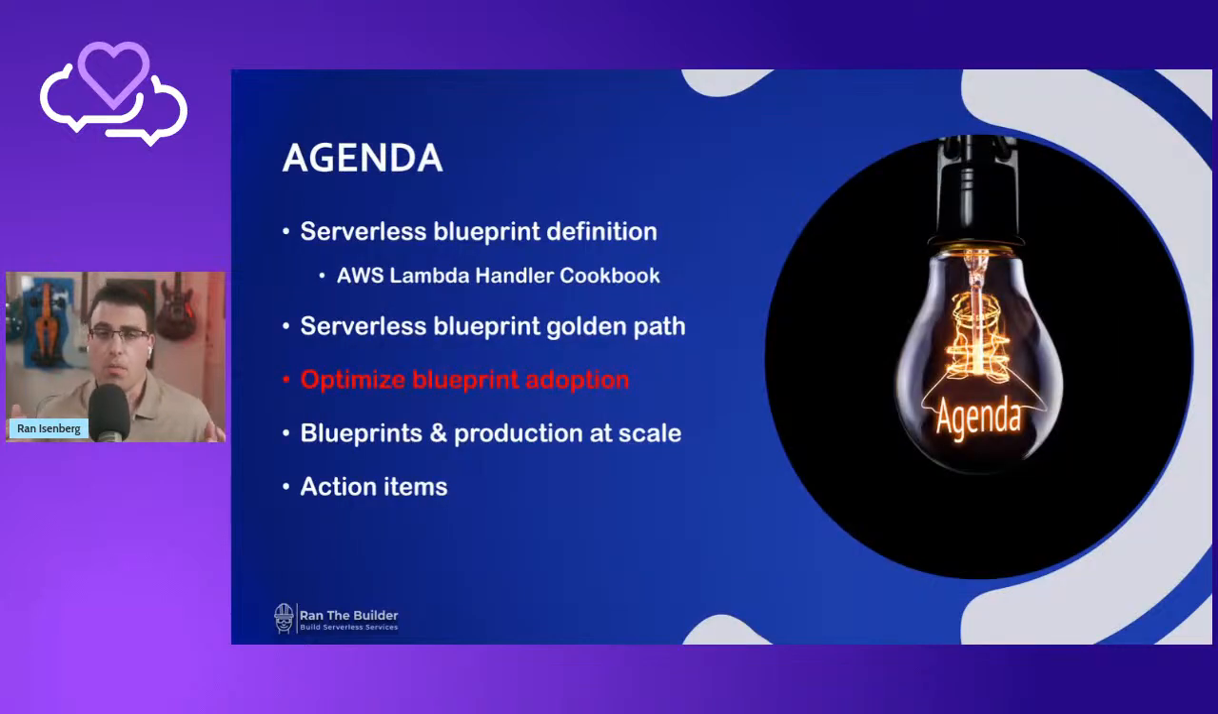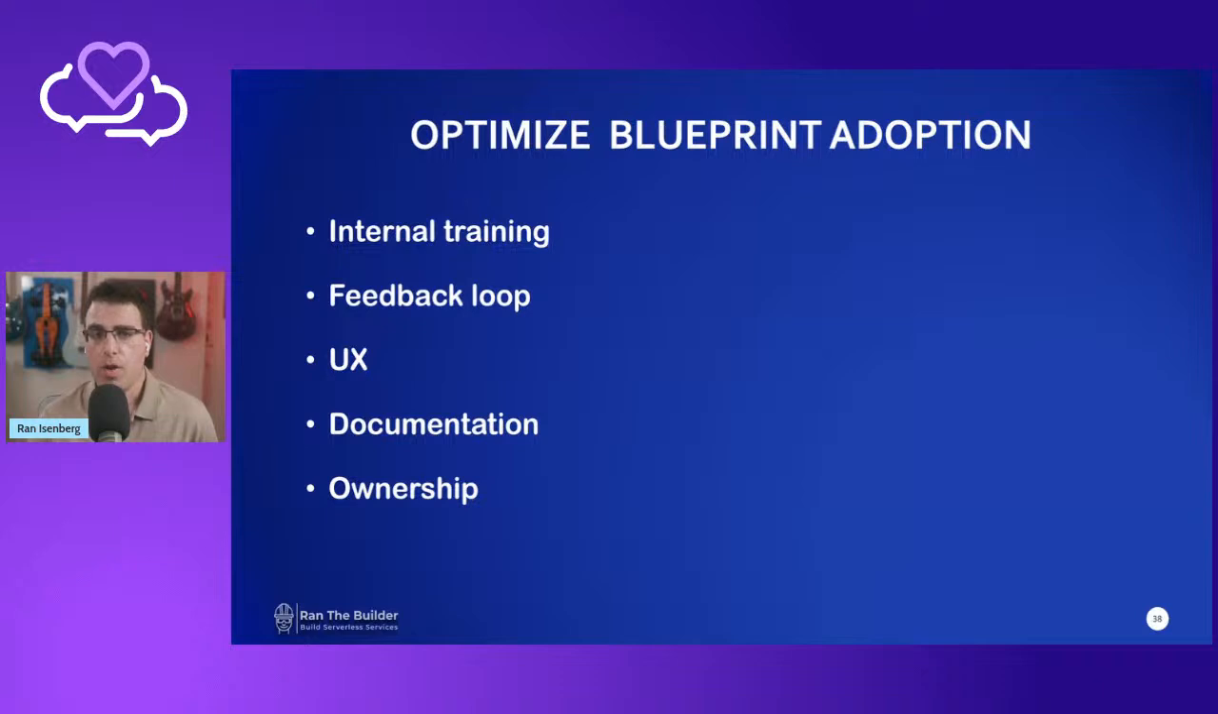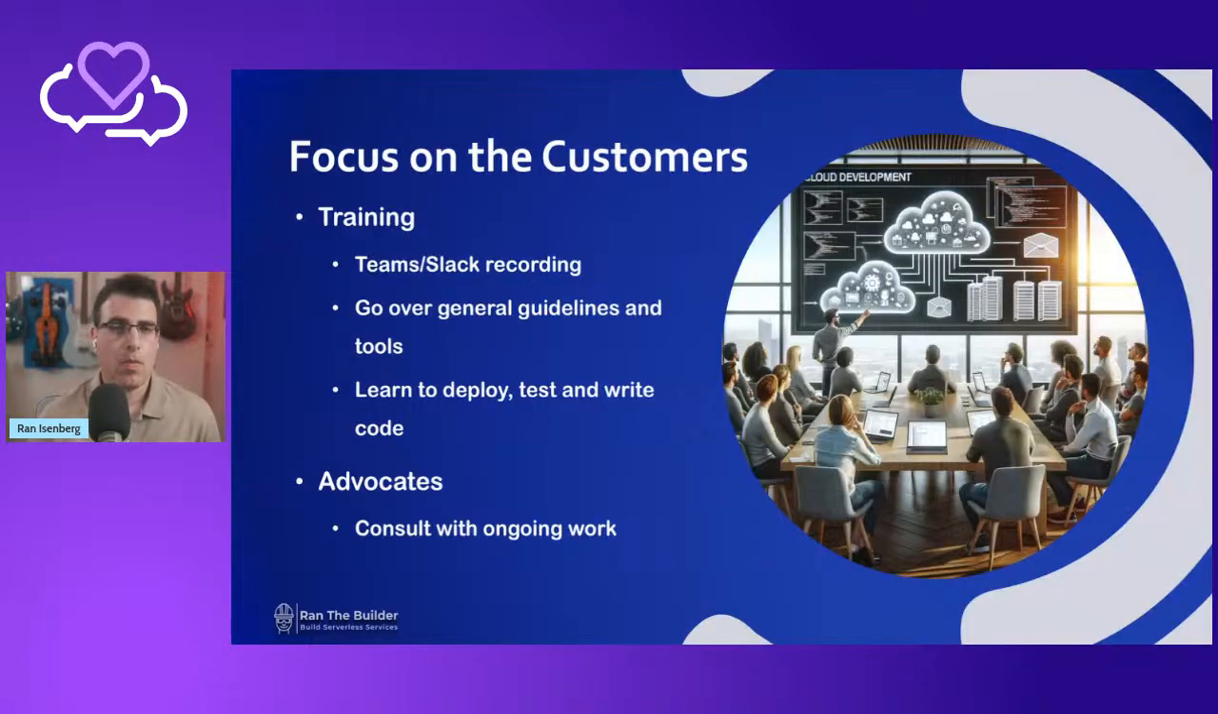Right. So now that we've defined the golden path and we have the perfect blueprint, so to speak, how do we make our company want to use it? How do we increase the adoption? How do we make it easier? So we're going to focus on several aspects: training, feedback, user experience, documentation, and ownership.